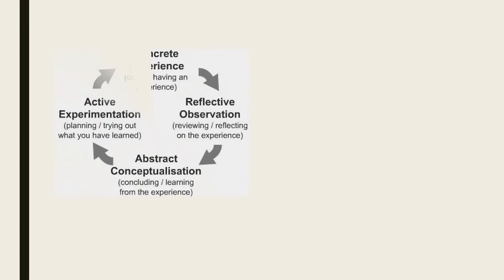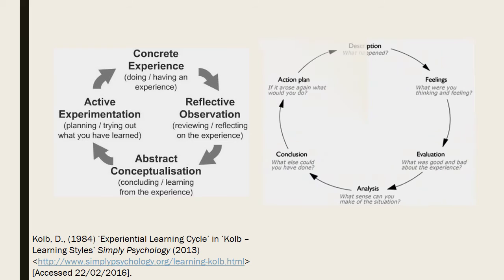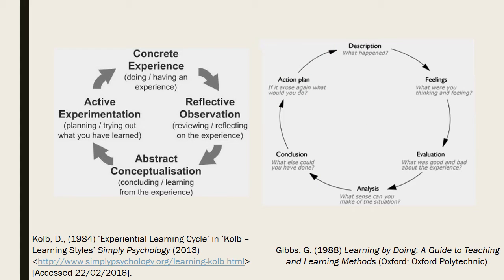So I'm not going to spend too long going over Gibbs and Kolb's learning cycles. I imagine we're all fairly familiar with them. Now, whilst I wouldn't be as blasé as to say that they're saying exactly the same thing, I'd suggest that they do argue fairly similar points, and as a result they merge together quite well.